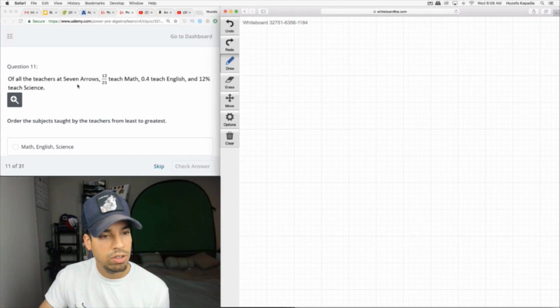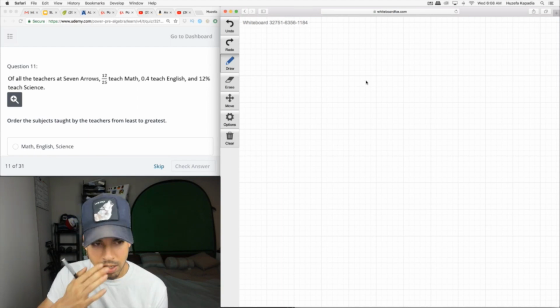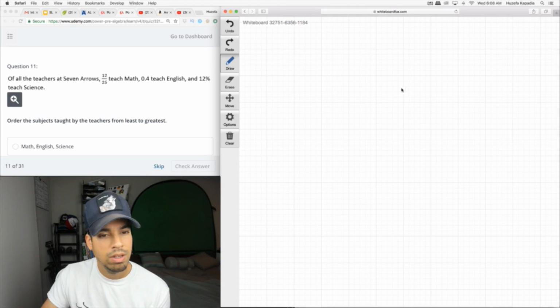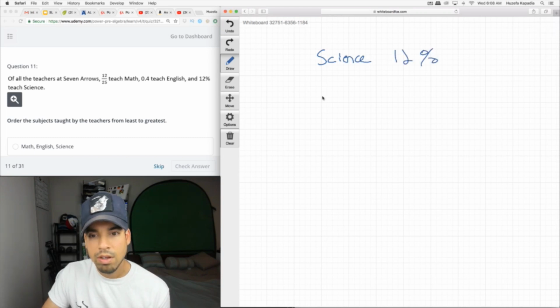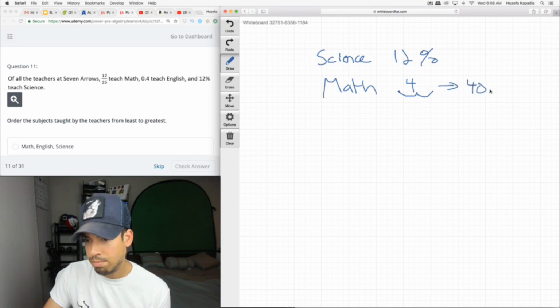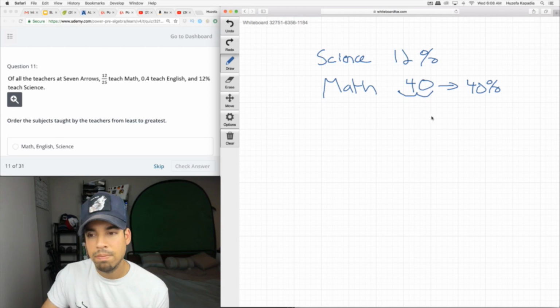Of all the science teachers at Seven Arrows, 12/25 teach math, 0.4 teach English, and 12% teach science. Order the subjects taught by the teachers from least to greatest. So we need to get these all in equivalent form, either all decimals or all percentages. Let's do it as percentages just to keep it simple. Oops, science is 12%. Math is 0.4, which, you move the decimal over once, twice to get to a percentage, so it's 40%, right? Because the 0 has to fill in there.